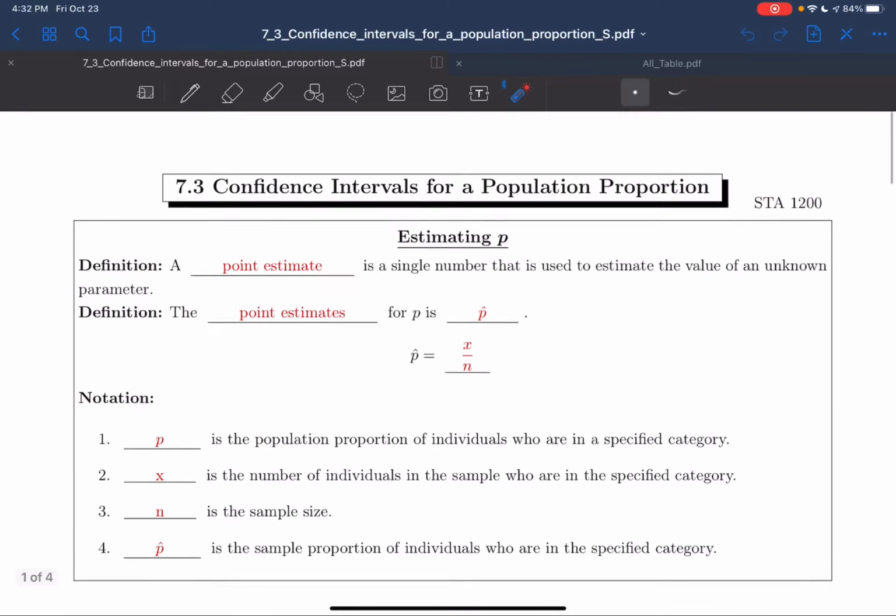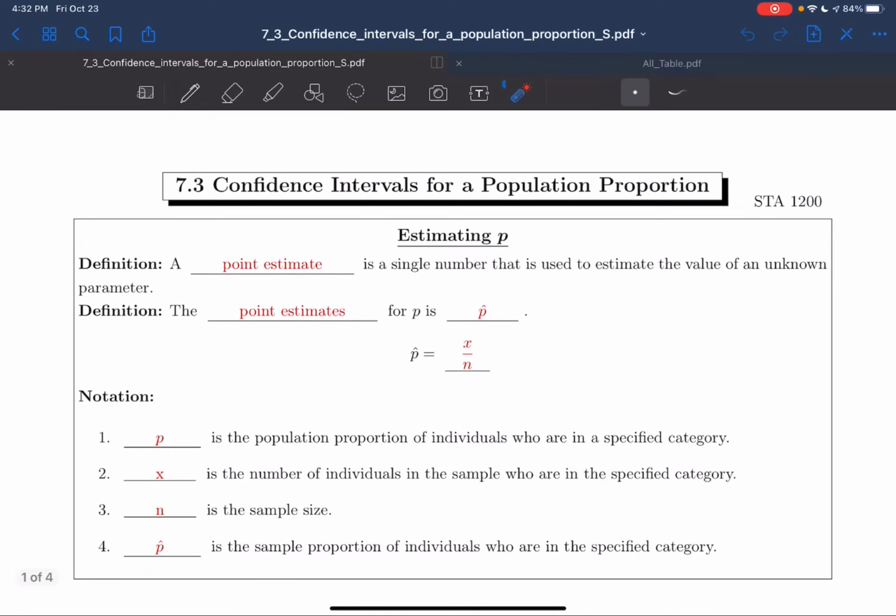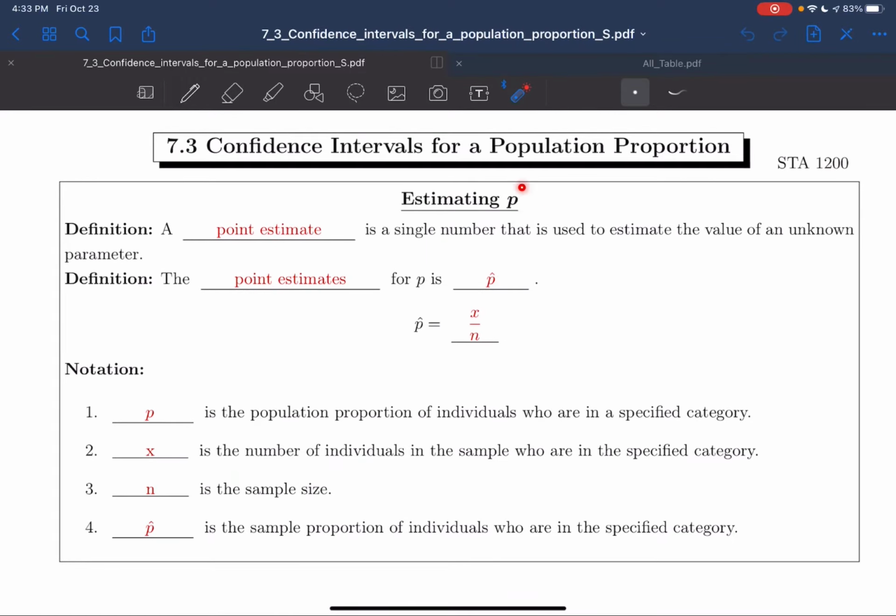And this section is actually going to be a little bit similar to section 7.1 because our population is going to follow a standard normal curve. So we could use our z values to find our critical values. So that's going to be a little bit easier.